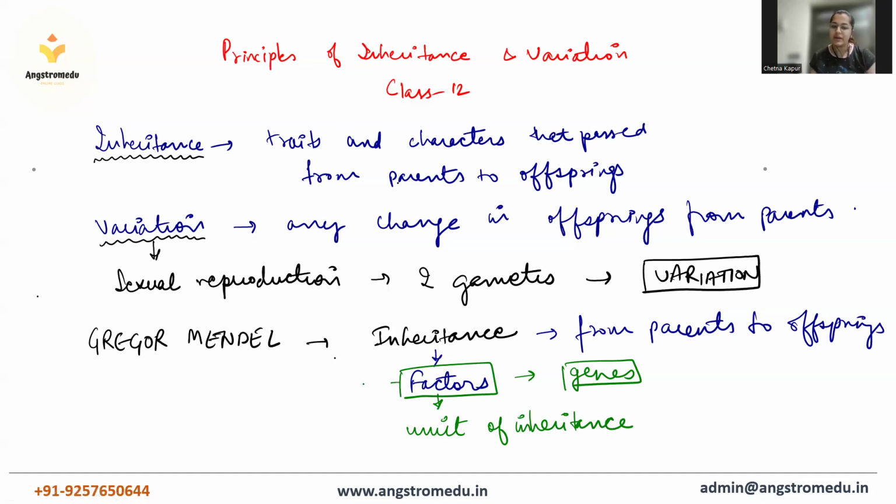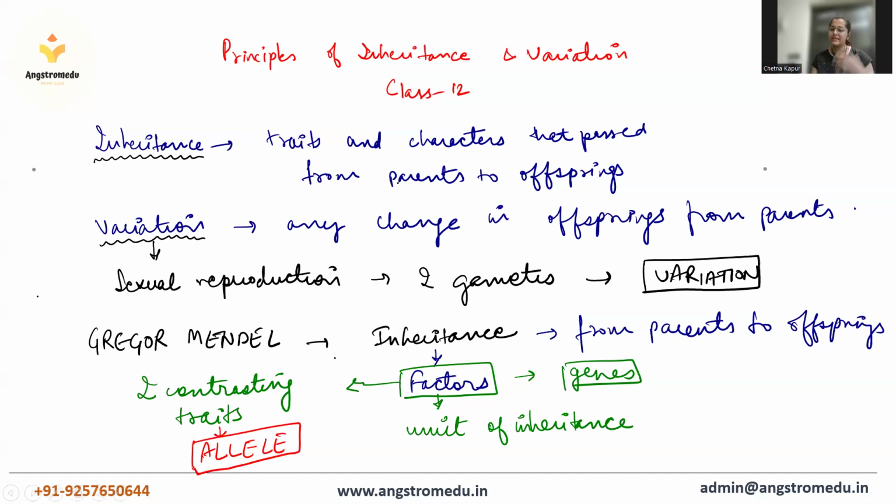And each factor is going to have two contrasting traits, which are known as alleles. So what is an allele? Allele means the two contrasting traits of any factor, that is, of a gene. These are the terms that should be very clear before we proceed further.